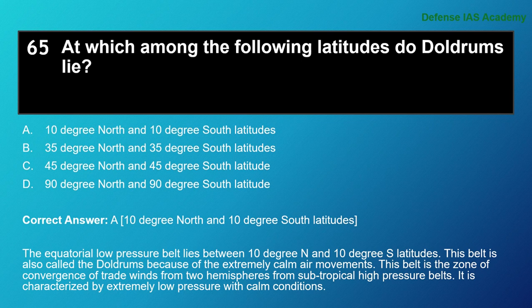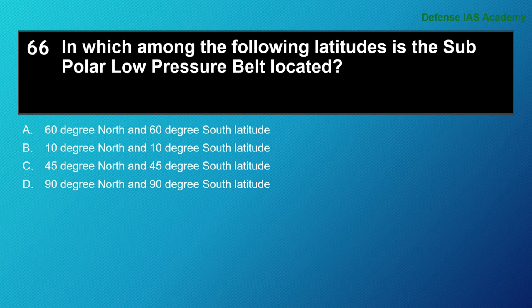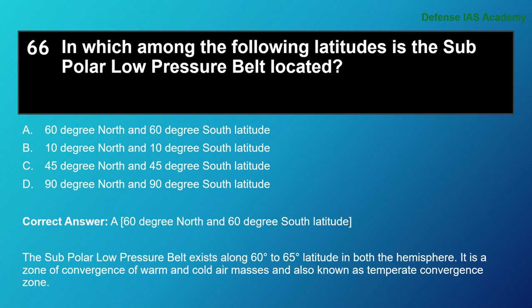Next, at which among the following latitudes do doldrums lie? The answer is option A, 10 degree north and 10 degree south latitudes. The equatorial low pressure belt lies between 10 degree north and 10 degree south latitudes. This belt is called doldrums because it has extremely calm air movements. This belt is the zone of convergence of trade winds from two hemispheres from subtropical high pressure belts. It is characterized by extremely low pressure with calm conditions.